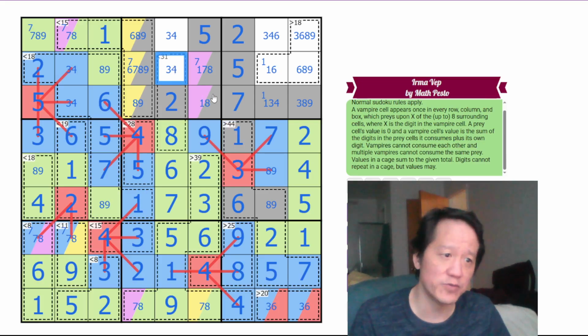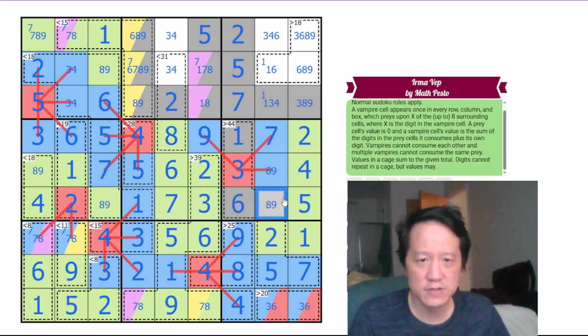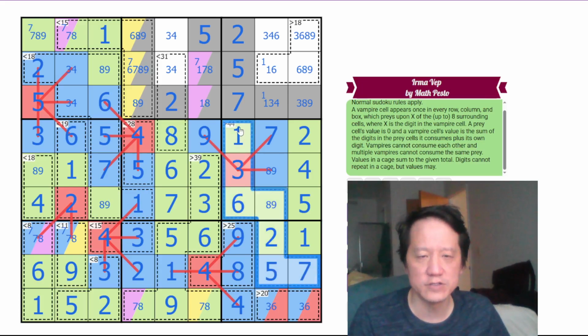But this doesn't have to be the vampire. This could be the vampire, and then one of these is the vampire, and that works perfectly fine. So that's why it's kind of, ugh. These cannot be preyed upon. Oops. This cannot be preyed upon because we need all the values to get greater than 44. This is fine. This is fine.